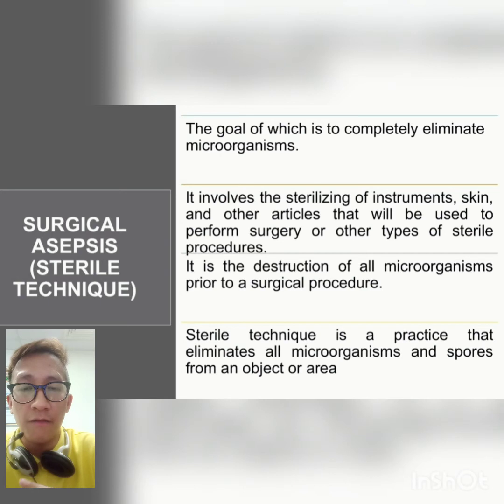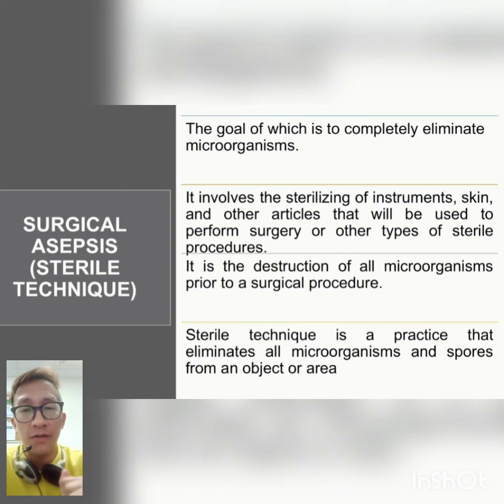The next category of aseptic technique is surgical asepsis, or sterile technique. The goal of sterile technique, or surgical asepsis, is to completely eliminate microorganisms. It involves the sterilizing of instruments, skin, and other articles that will be used to perform surgery or other types of sterile procedures. It is the destruction of all microorganisms prior to a surgical procedure, and sterile technique is a practice that eliminates all microorganisms and spores from an object or area.